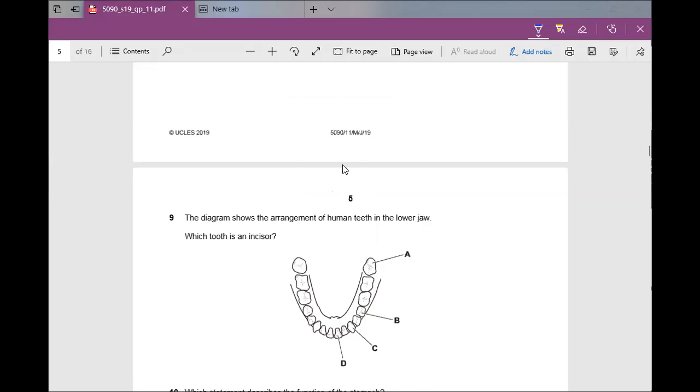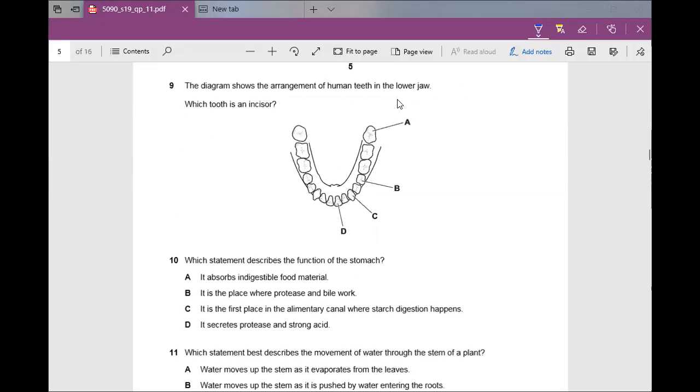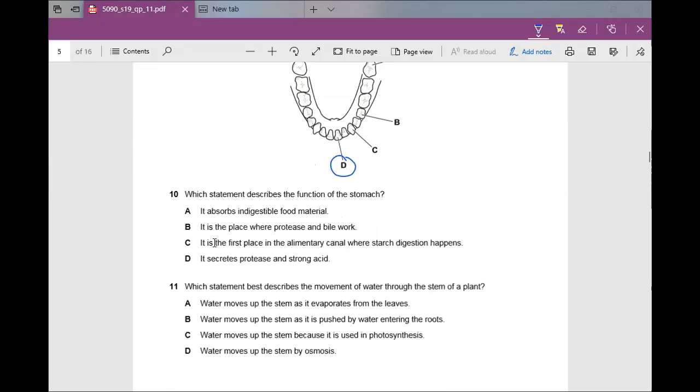Number 9 is quite easy. The diagram shows the arrangement of human teeth in a lower jaw. Which tooth is an incisor? Incisors are the front teeth. So D is the correct answer.